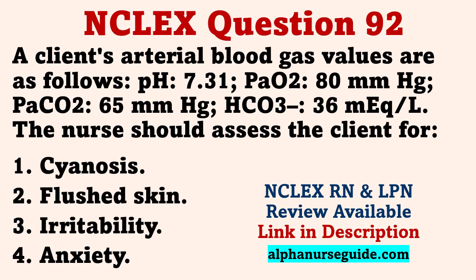A client's arterial blood gas values are as follows: pH 7.31, PaO2 80 millimeters of mercury, PaCO2 65, HCO3 36 milliequivalents per liter. The nurse should assess the client for 1. Cyanosis, 2. Flushed skin, 3. Irritability, 4. Anxiety.